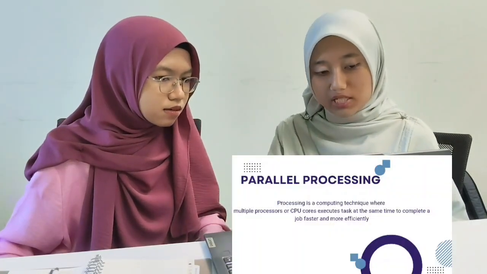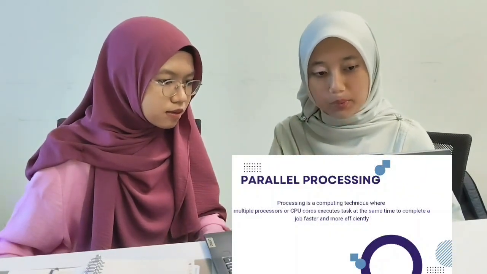Okay, so let me explain to you in a simpler way. So, chapter 7, parallel processing. First, you need to know what parallel processing is. Parallel processing is a computing technique where multiple processors or CPU cores execute tasks at the same time to complete a job faster and more efficiently. So, do you understand so far?